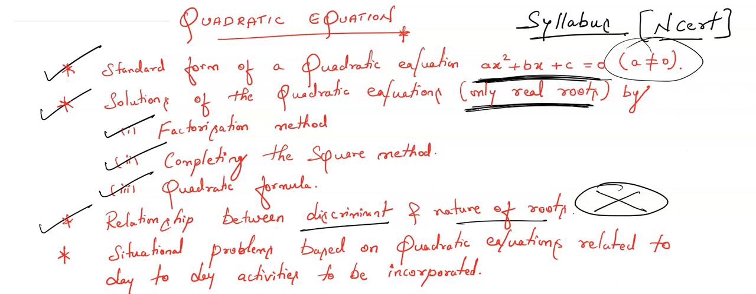If you get any question based on relationship between discriminant and nature of the roots, for how many marks can you expect the question? It can appear for 3 marks. You should not forget this. And also for 1 mark you can expect, 2 marks also you can expect. But according to the prescribed syllabus and the present situation, I think you can expect 1 question based on this.